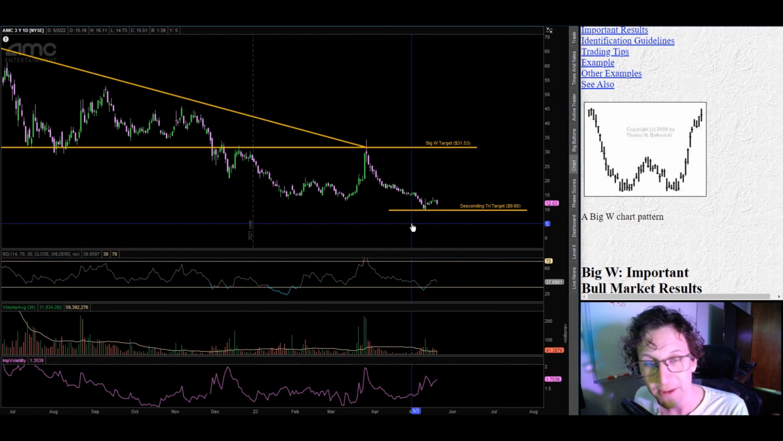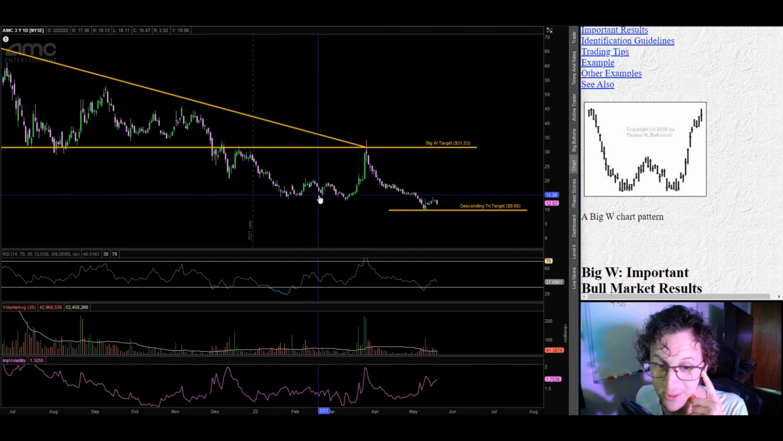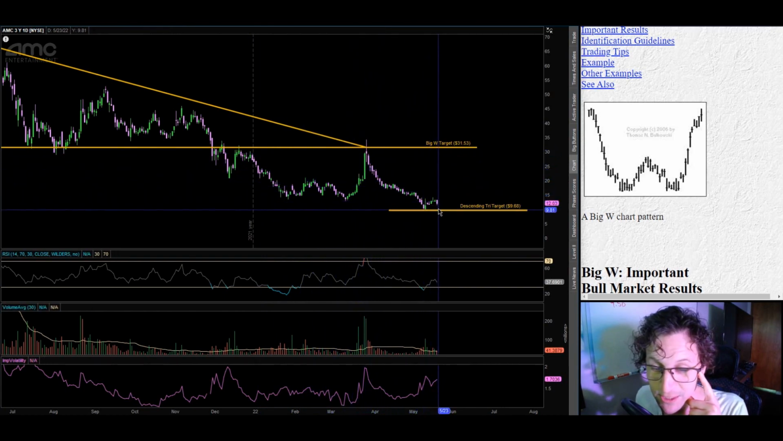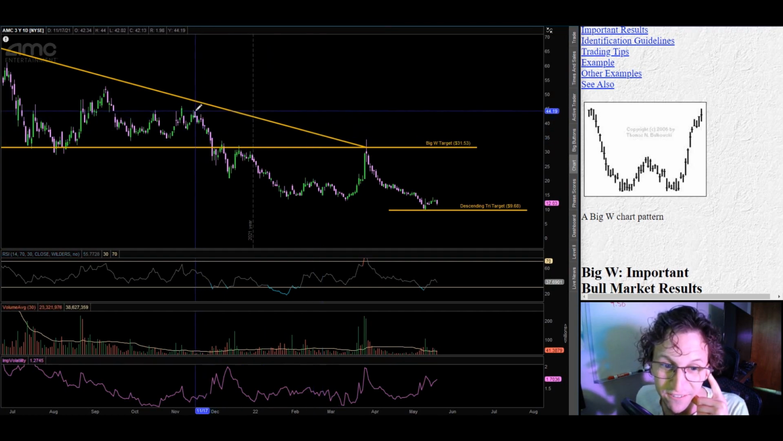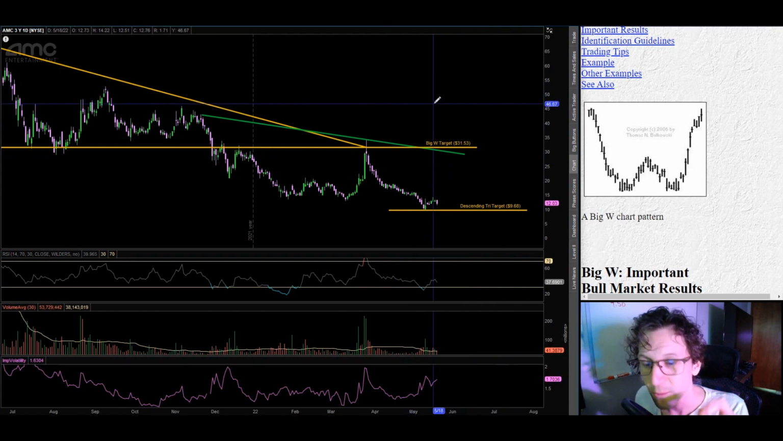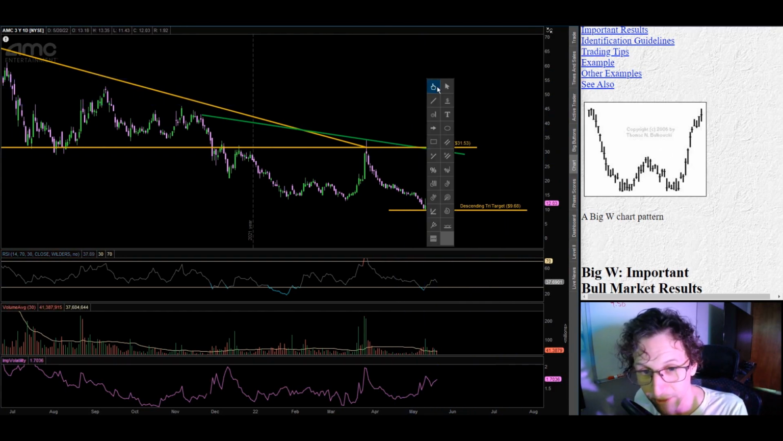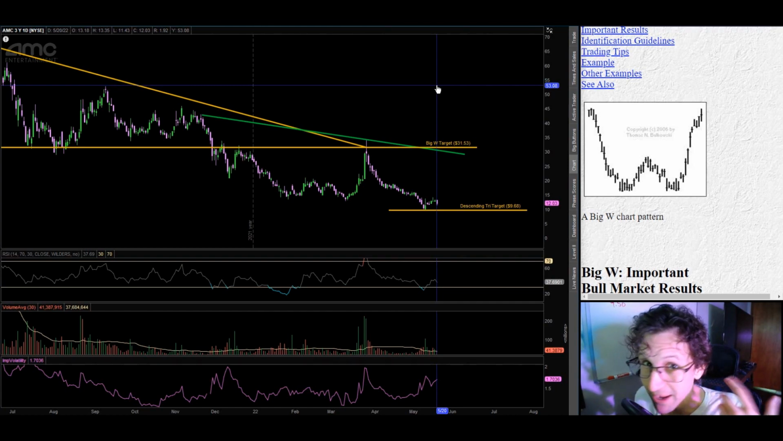So when I combined my fractal theory W with my descending triangle, it helped tune that low in to within 2 pennies of the actual low. And that's why I think we've actually found the bottom. I think that this is going to be an Eve, and this is going to be an Adam. And if, and that's a big if, the price can break that downtrend, then we'll see a completion of another big W. And perhaps a short squeeze, or perhaps a massive double top.